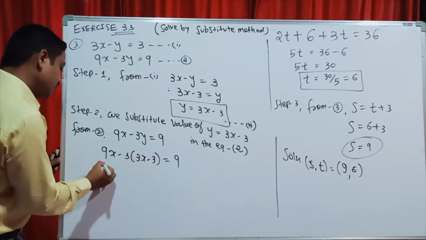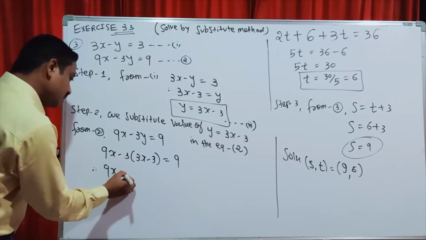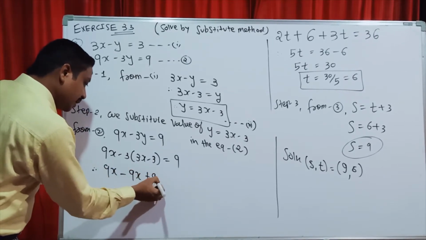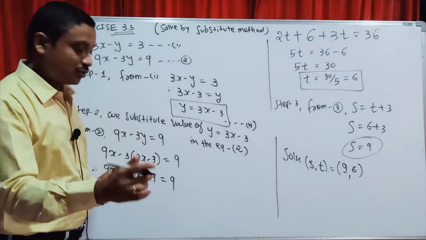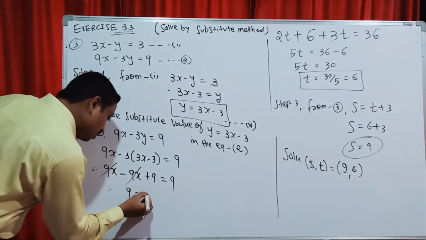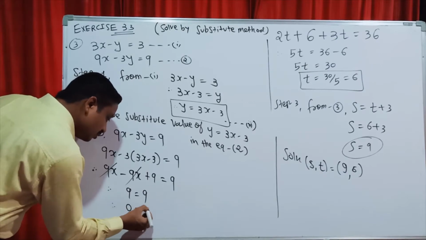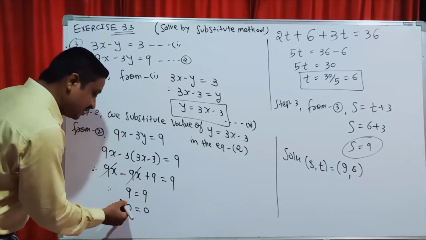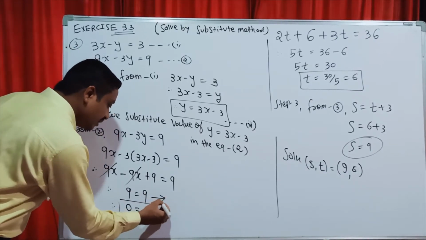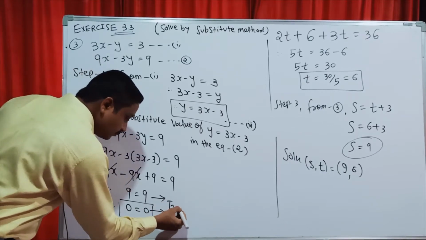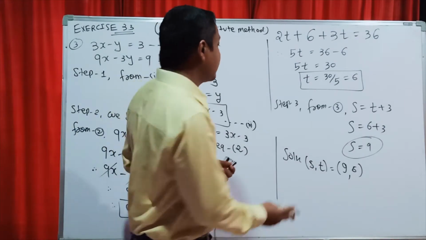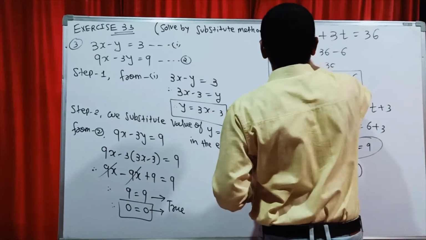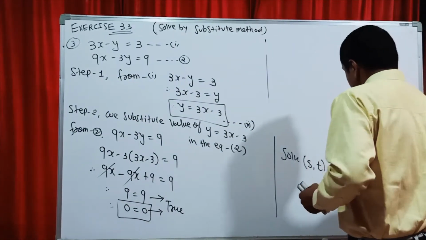So what do you get? 9x minus 9x plus 9. Yes, 9x removed. Only I have 9 equal to 9. So 0 equal to 0, because 9 also cancels. And this statement is what? It is true. Students, here true is coming. True means there are infinitely many solutions.